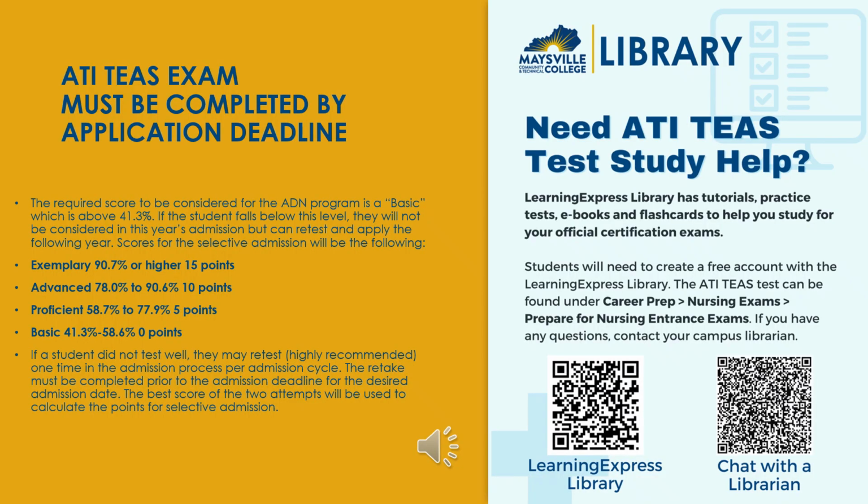We consider it proficient if you get a 58.7 to a 77.9 and above, so it gives you 5 points, 10 points, or 15 points. If you get below a 41.3, that is considered remedial, and that is why we can't consider you for the program. So if you didn't test well the first time, you may retake it 1 time per admission cycle, which is that admission year. The retake has to be completed prior to the admission deadline for the desired admission date. So the best score of the 2 attempts will be used to calculate the points for this selective admission.